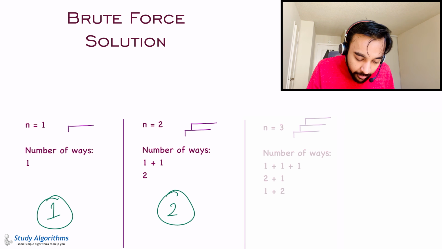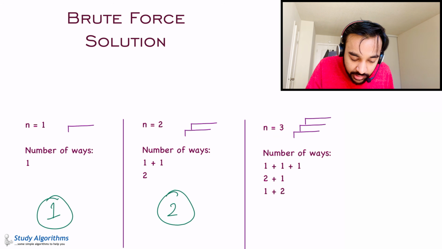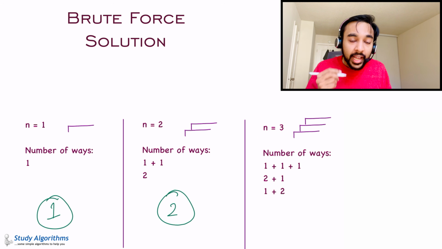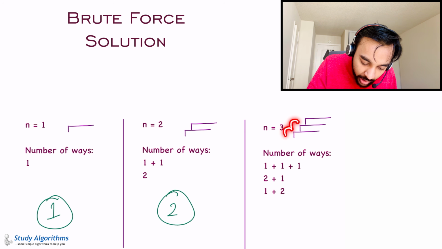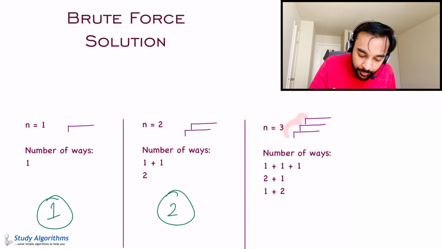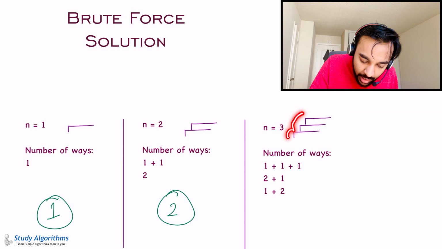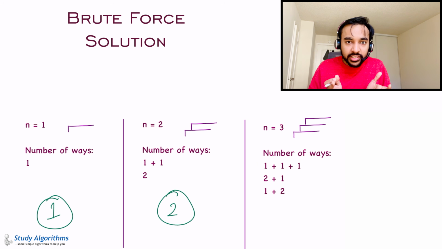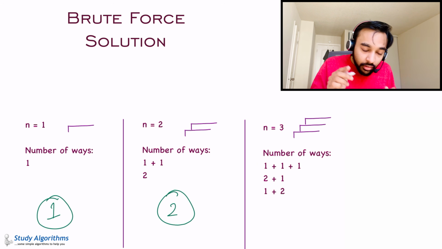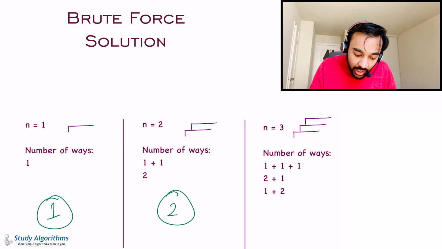Going forward, when the value of n is 3, that means you have three stairs to climb. And how can you do that? Either you can do one step at a time, or you can do two steps and then one step, or you can do one step and then two steps. So these are all the ways that you can climb the stairs, right? So when the value of n is 3, you can climb the staircase in a total number of three ways.